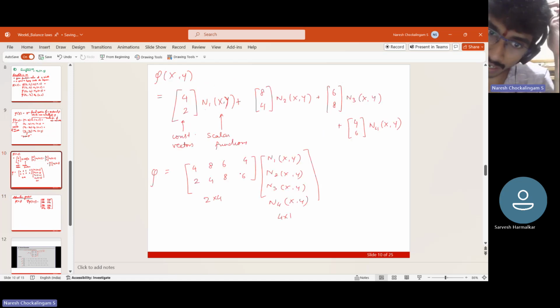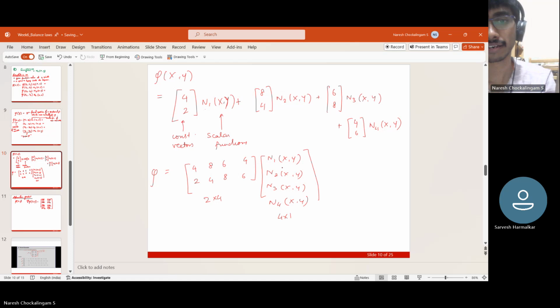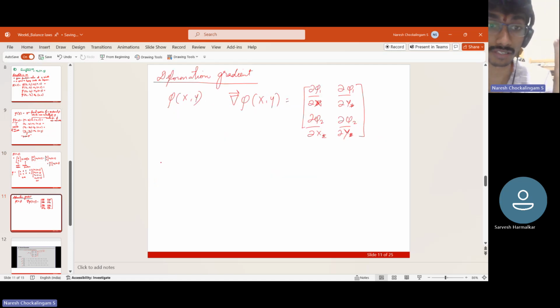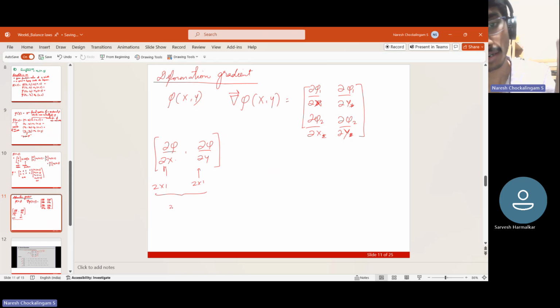Now again, if you see, the function dependence is only in this one, right? You don't have a dependence of other things. So let's just do this. What we want is dou phi by dou x and dou phi by dou y. So this is a 2 cross 1 vector, this is a 2 cross 1 vector, so the resultant is a 2 cross 2 deformation gradient tensor.